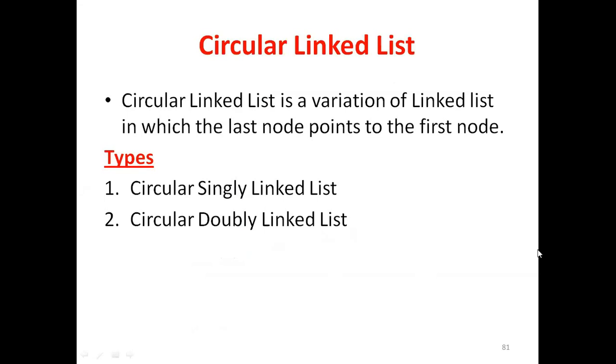So now we will discuss circular linked list. A circular linked list is a variation of linked list in which the last node points to the first node. So it is a circle-like structure. The last node will point to the first node in the linked list, and there are two cases here.